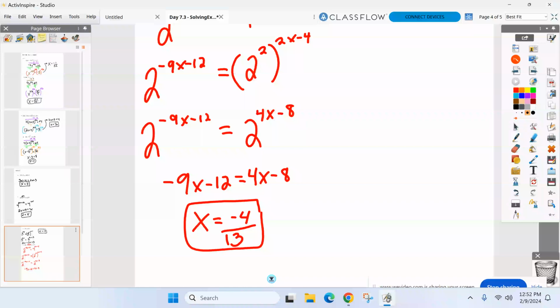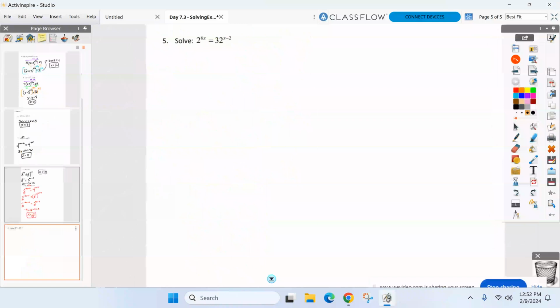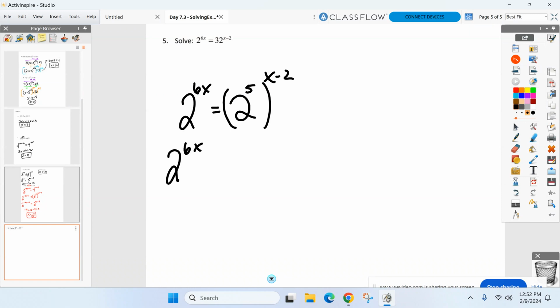Anything else? All right, what are we looking at for this one? Got to change the base. 2's not going any lower. Ooh, how about 32? Can I get that as a base of 2? 2 to the 5th, yep. So just write 2 to the 5th in place of 32, and then still raise it to the x minus 2. Two to the 5.